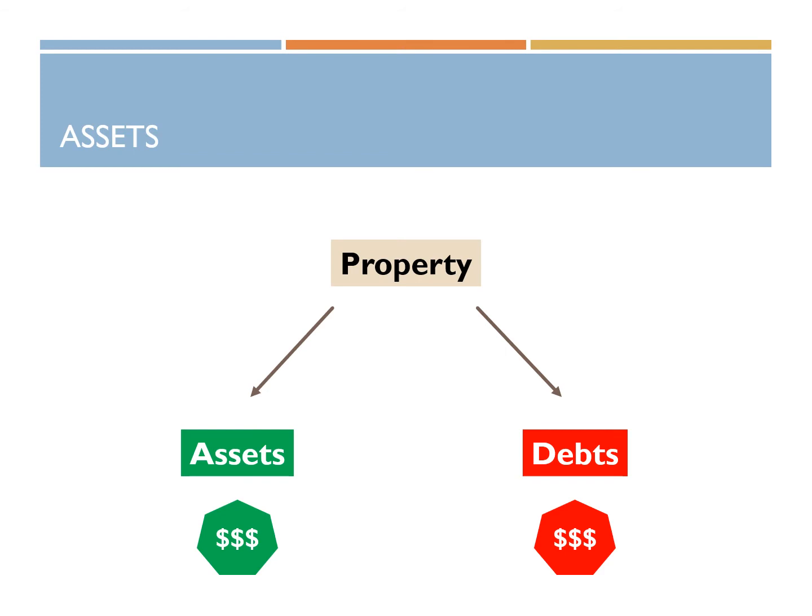Let's discuss the kinds of things you'll be listing. Property includes everything you own, called assets, and all debts you owe. For each asset, you will list the current market value, not what you paid for it, but what you could reasonably sell it for now at a yard sale or on eBay or Craigslist.